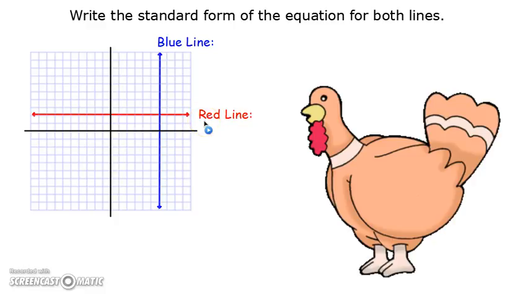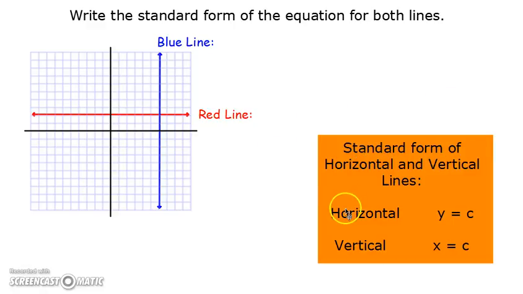Now, standard form works really, really well, but when we have special lines like this vertical line or this red horizontal line, we have to be a little bit careful. The standard form equation where x and y are on the left side together obviously won't work, because the standard form for a horizontal line only contains a y. And again, for a vertical line, it only contains an x. So y equals a number or x equals a number would be considered the standard form for horizontals and verticals.